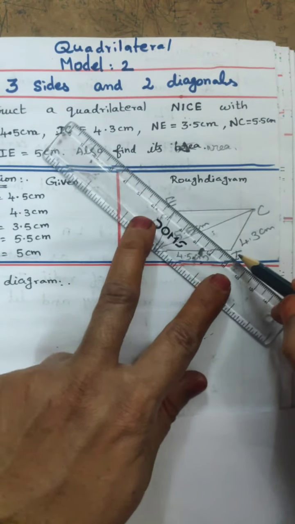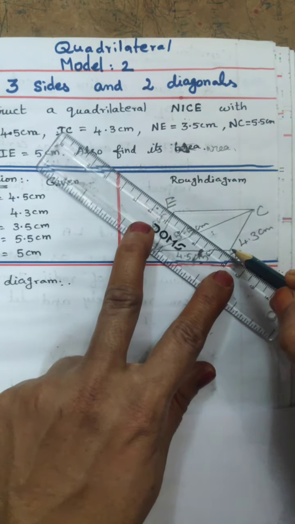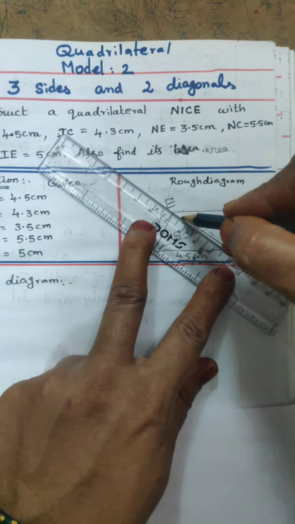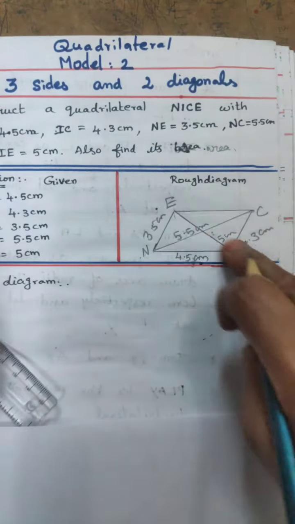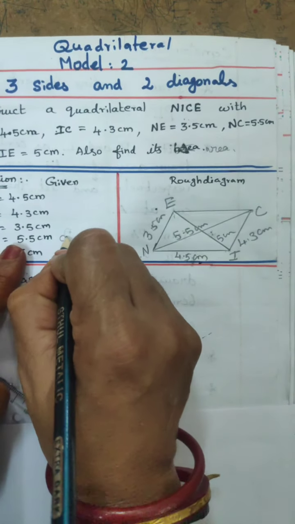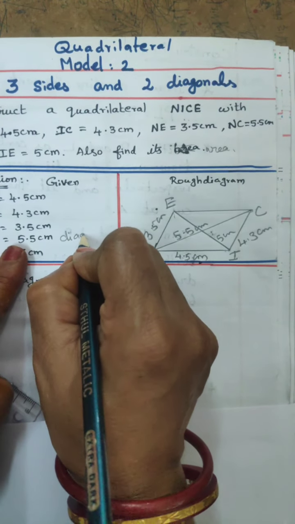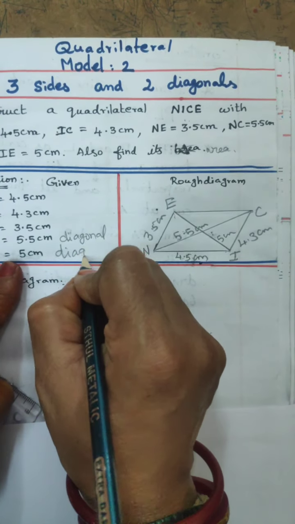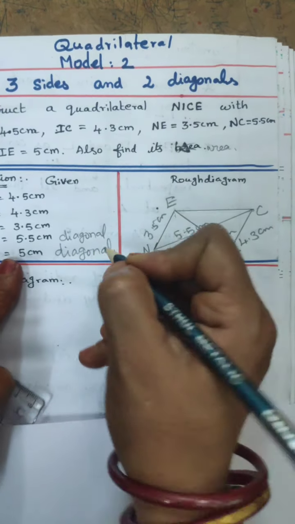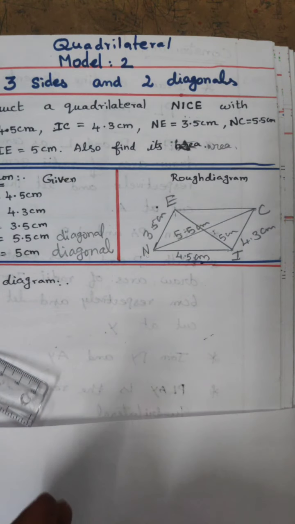IE, these two points also you want to draw in the rough diagram. What centimeter is there? 5 centimeters. So these two are also diagonals. So here you write diagonal. Here also you write diagonal. Understand this first rough diagram?